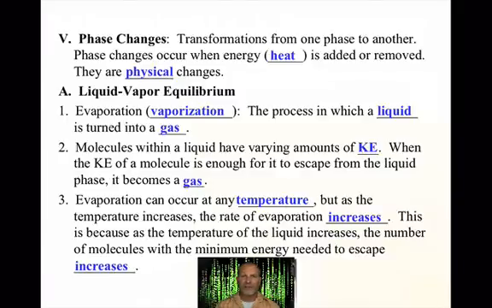We're now going into phase changes, and by definition, it's a transformation from one phase to another. Phase changes occur when energy or heat is added or removed, and a phase change is actually a physical change. The first one we're talking about is changing from a liquid to a vapor.